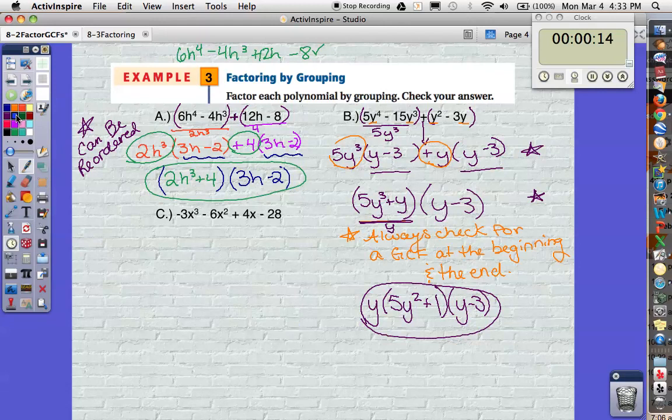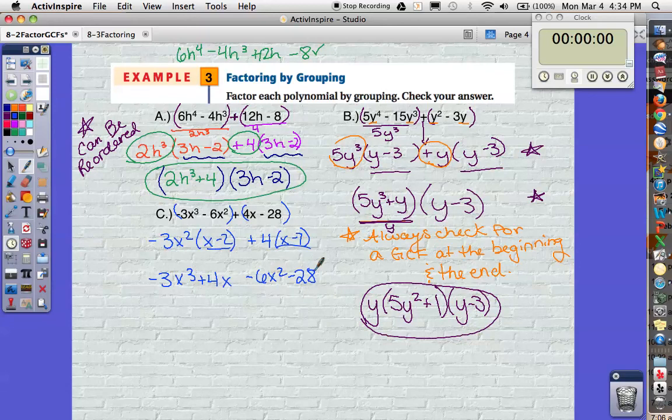All right, for this one, I'm going to group the first 2 and the second 2. In the first one, I can pull out a negative 3x squared, and I have x minus 2. The second one, I'm going to pull out a 4, and I have x minus 7. They don't match. So I could try reordering them if I want. Maybe I do a negative 3x cubed plus 4x, and then a minus 6x squared minus 28.